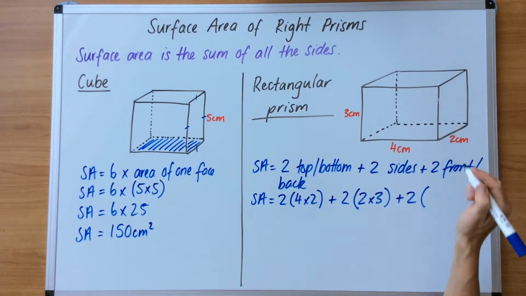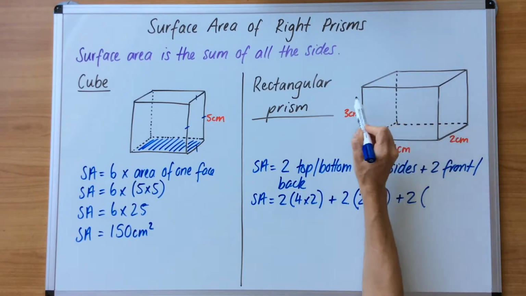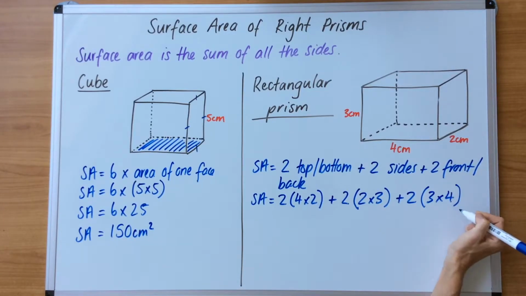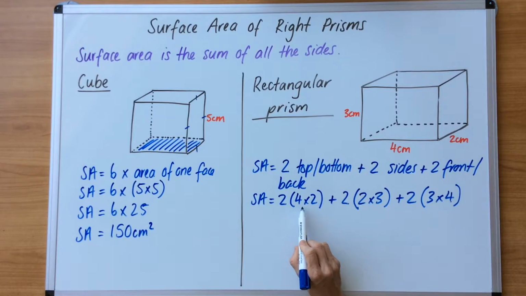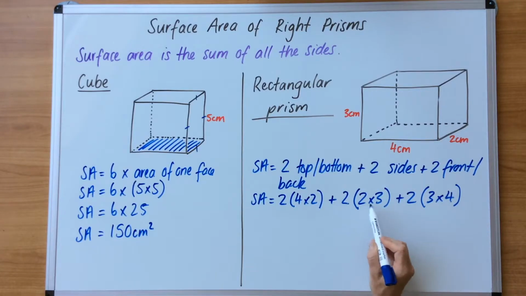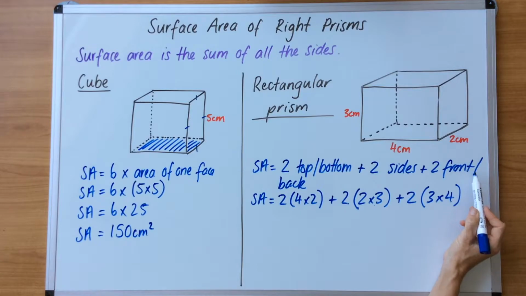the front and the back. See, front and back, so it's this here, so 3 and 4, so 3 times 4. So what we've essentially done in this line is substitute in for this one here. So 2 of the top and bottom, the dimensions for the top and bottom are 4 times 2, so 2 bracket 4 times 2. We then add on the next one, the 2 sides, 2 lots of those dimensions, and then finally adding on 2 lots of the front and back, which is 3 times 4.